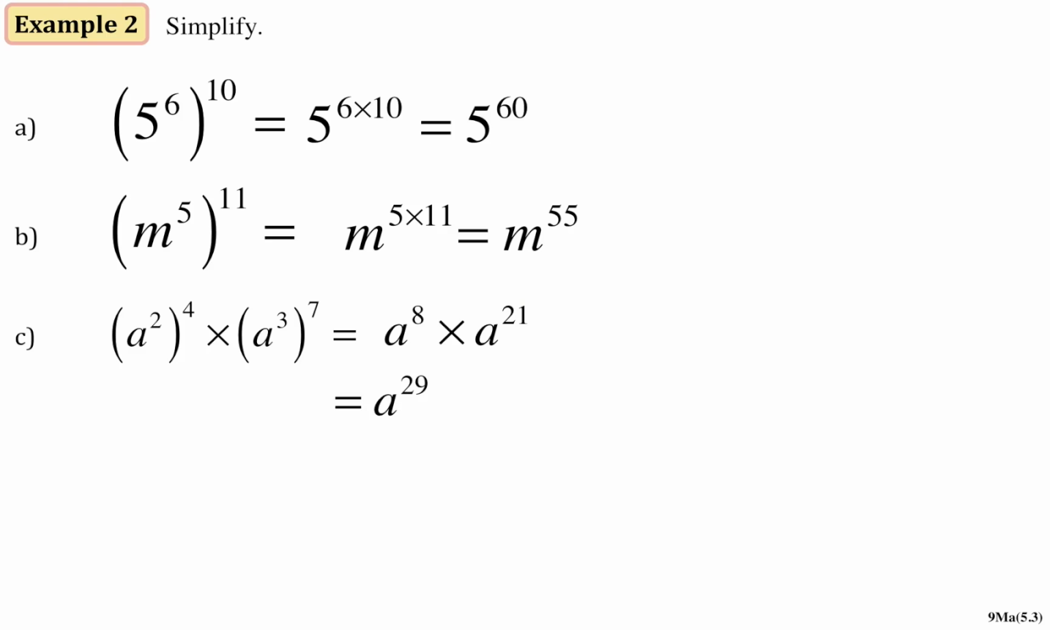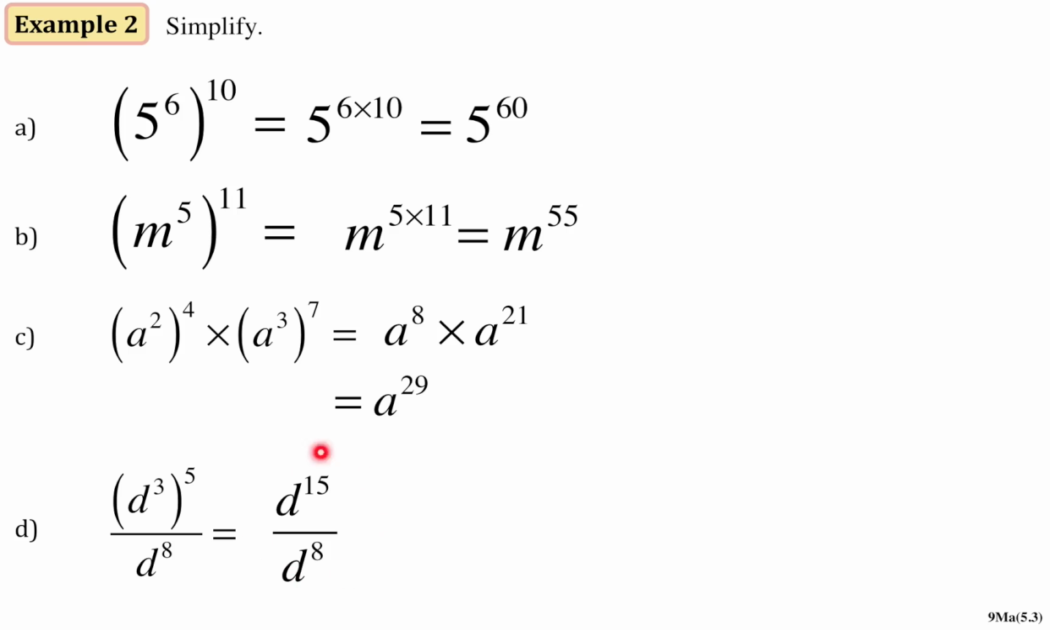You will find with indices that you'll end up using lots of different laws in one question often. Let's have a look at part D. Well, I've got a power to a power here, this d to the power of 3 to the power of 5. So I'm going to times those using my power to a power law. 3 times 5 is 15, so I get d to the power of 15. And that's just all over d to the power of 8.